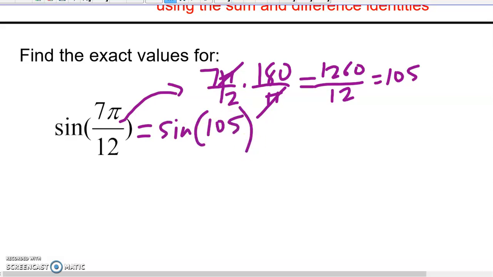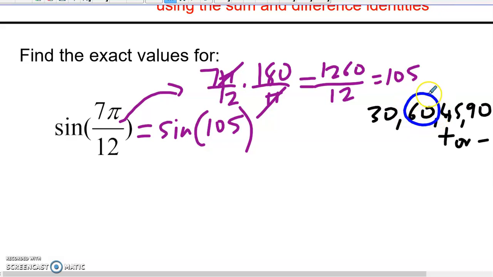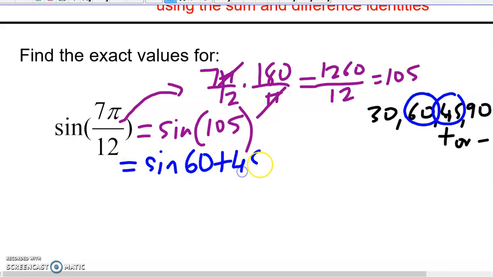Now, same thing as we did in the last problem. I've got 30, 60, 45, 90, and I've got the operations plus or minus. So which one of those operations could I use and which numbers could I use? So in this case, I can do 60 plus 45. So this is sine of 60 plus 45.